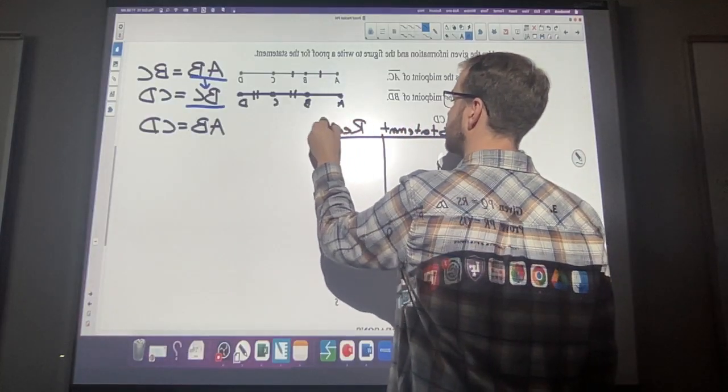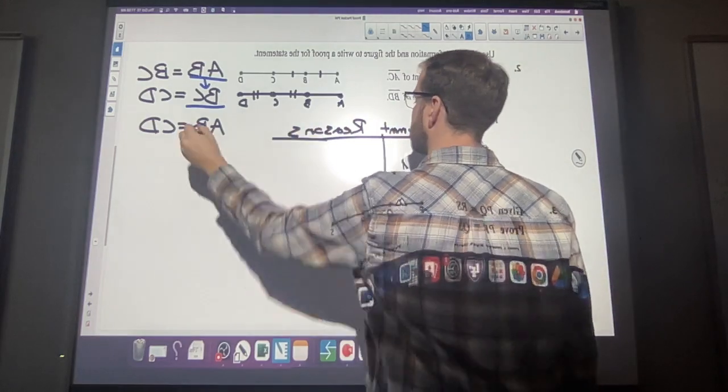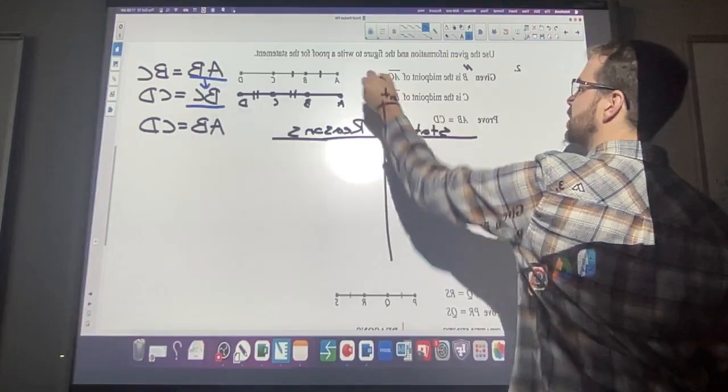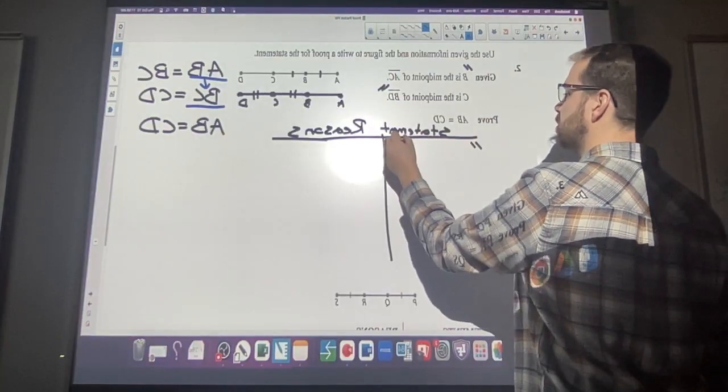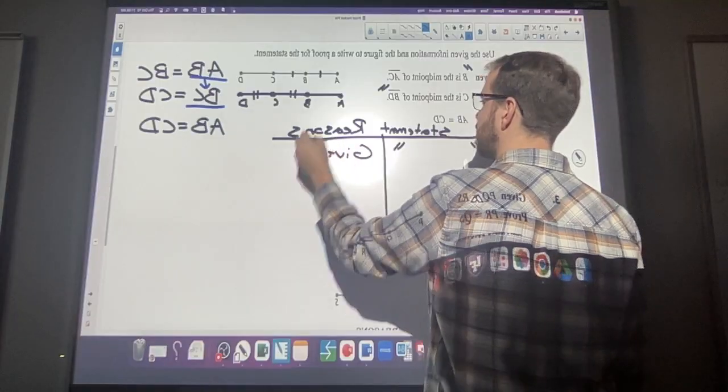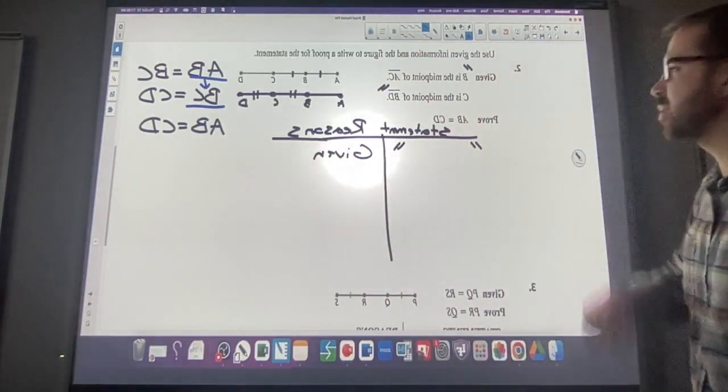Statement and reasons. All right, so I always start with my given. I'm a little bit lazy, and sometimes what I'll do is I'll just do quotes here. You can just look up here at what's in the quotes, and then I'll just say given. I don't really want to rewrite all that. It's already on the paper.